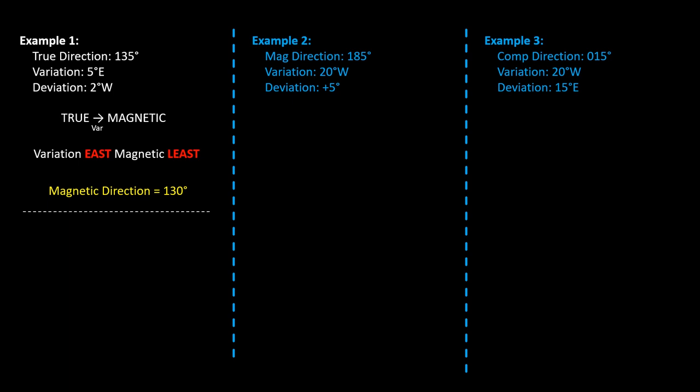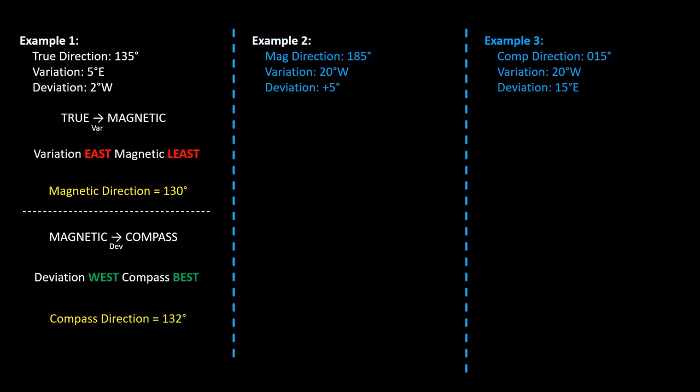Next, we will convert magnetic direction into compass direction using deviation. Deviation west, compass best. Compass direction is more than magnetic direction by the value of deviation. Thus, compass direction is 132 degrees.